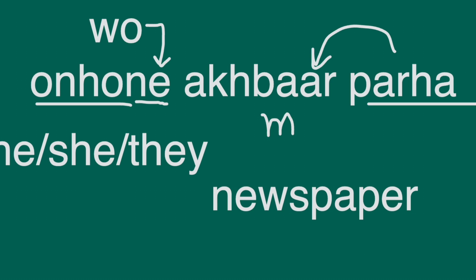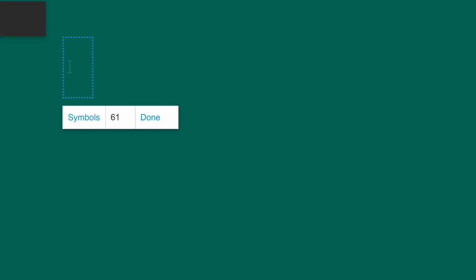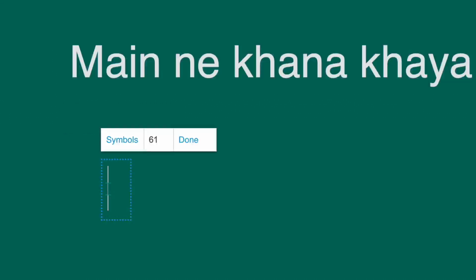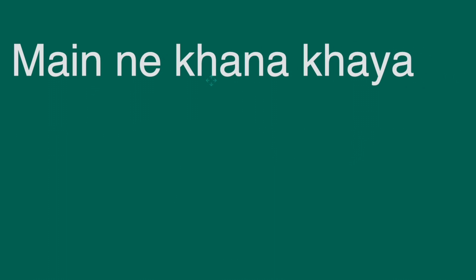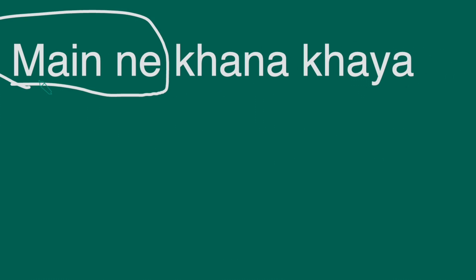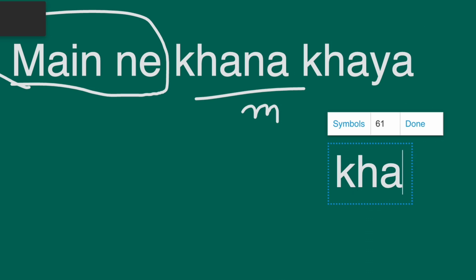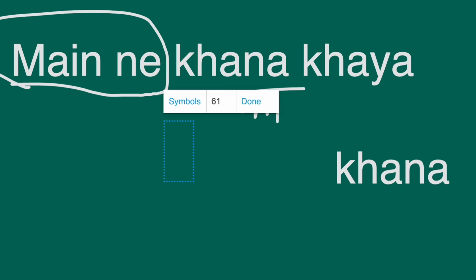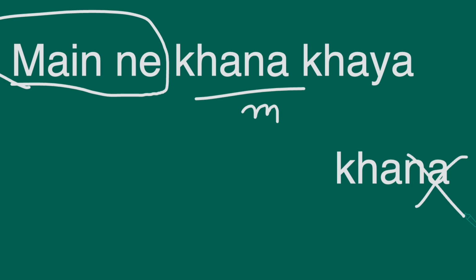It is a transitive verb because we eat something. We eat noodles, we eat food, lunch, dinner. That is why it's a transitive verb. So first the subject is marked with ne. Khana is dinner, food, lunch. It can be anything and it is masculine. So the verb is khana and we remove the na.